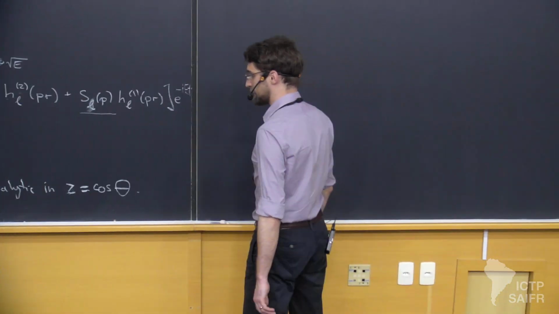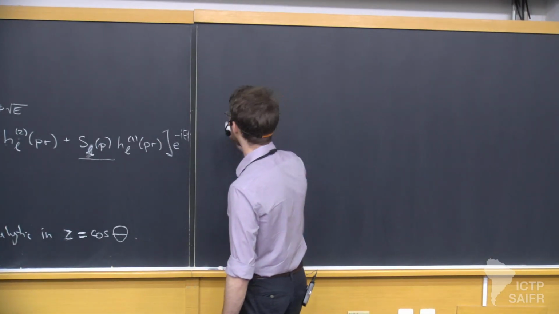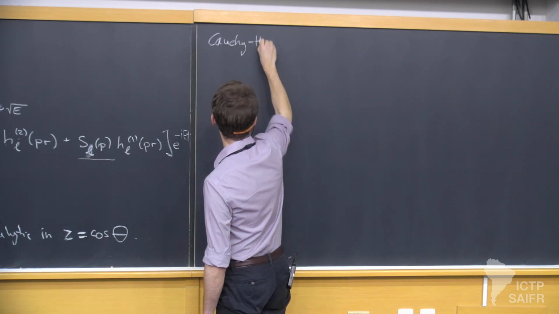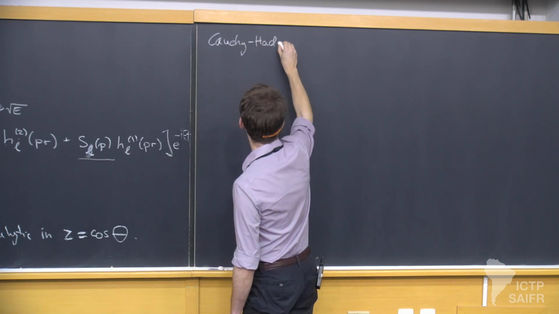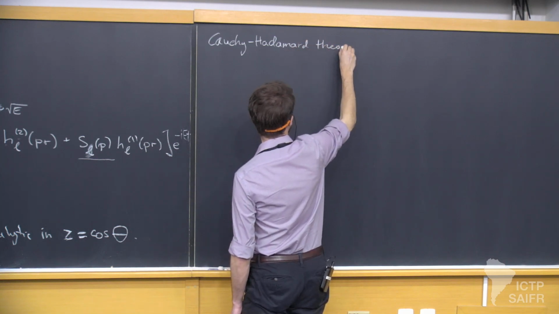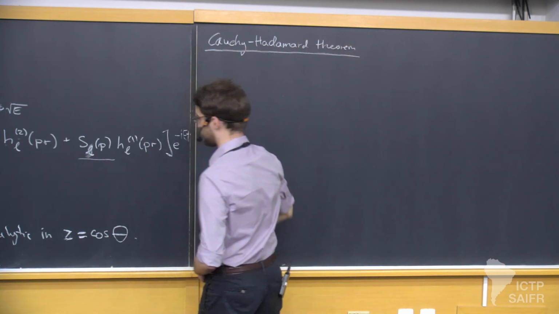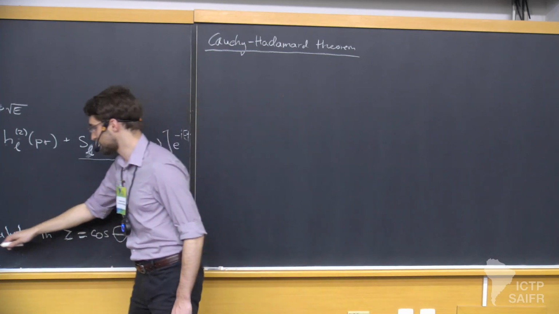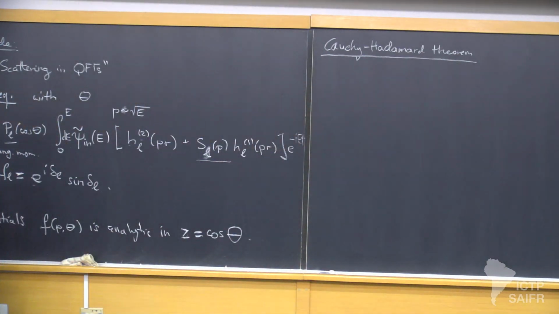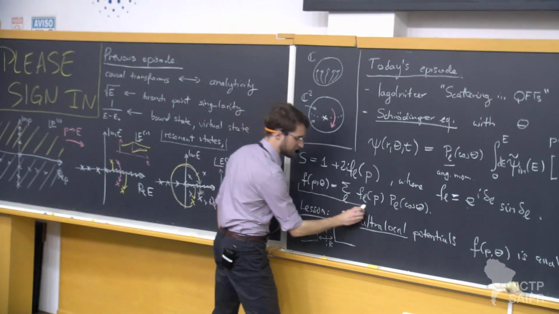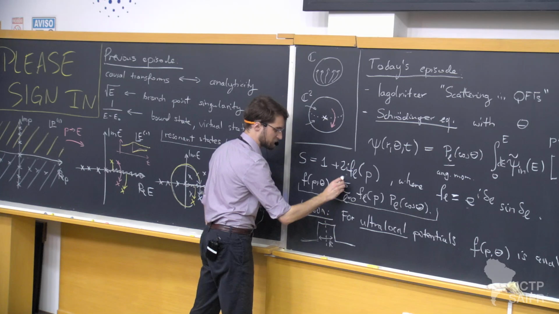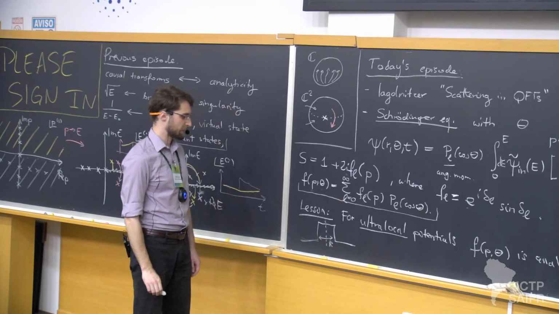So let's consider the so-called Cauchy-Hadamard theorem. Again, a little bit of complex analysis. So I say this is analytic in Z, but we wrote this function as an infinite series in angular momentum. L goes from 0 to infinity, of course.